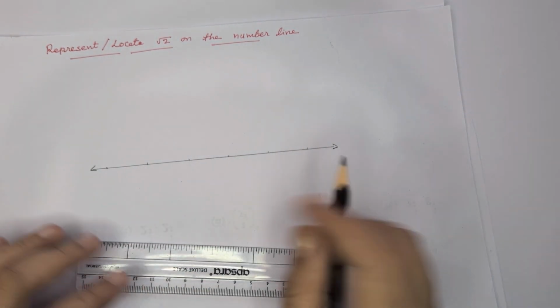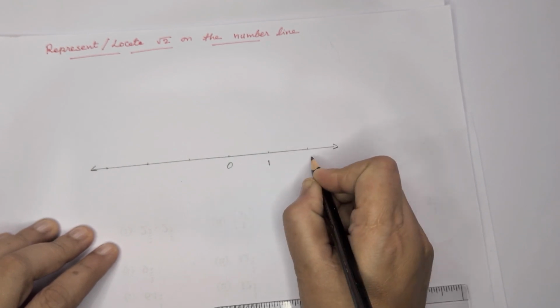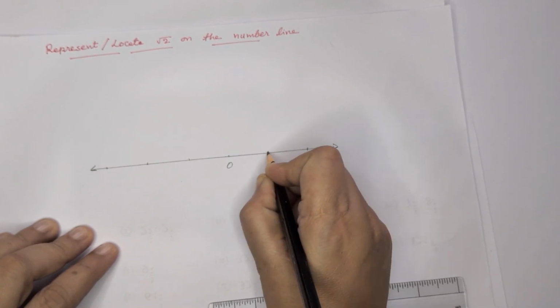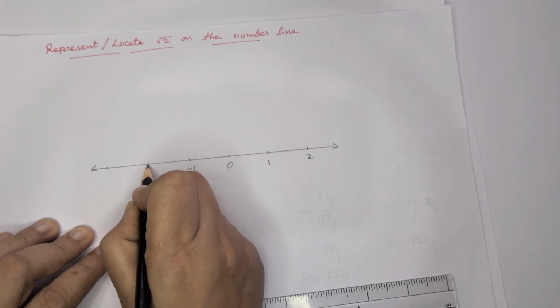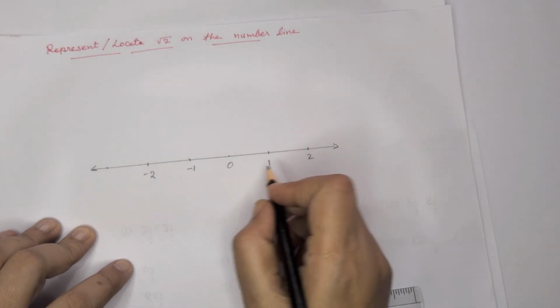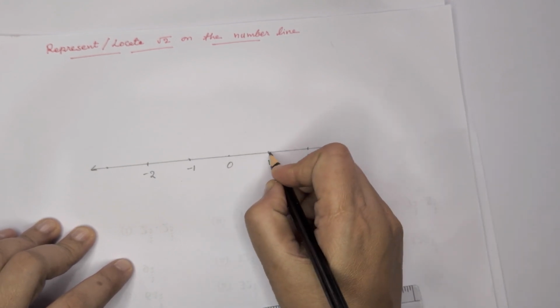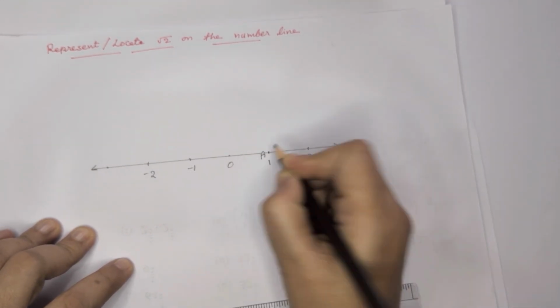In the same way, mark 0 here, this one 1, 2. Points we can mark the same way. On the left side of 0, minus 1, minus 2, minus 3, and so on. It goes on. And take 1 unit. If you are taking 1 unit, we can mark that point as A.